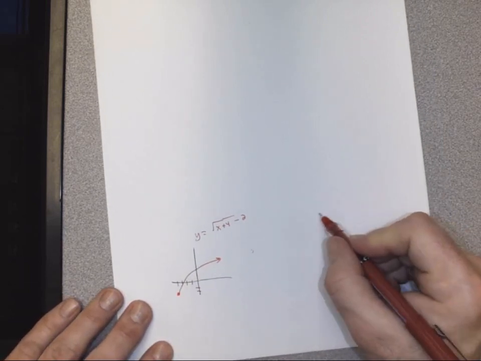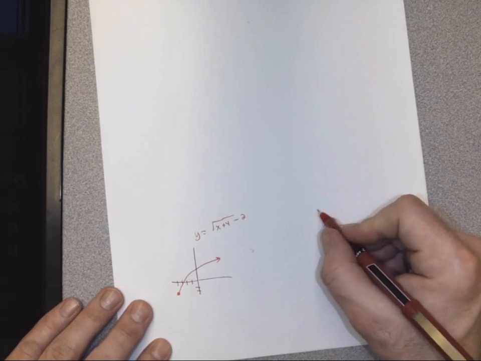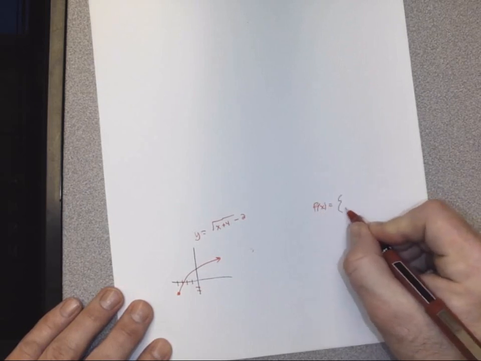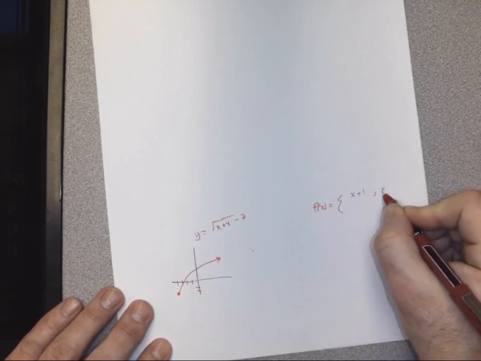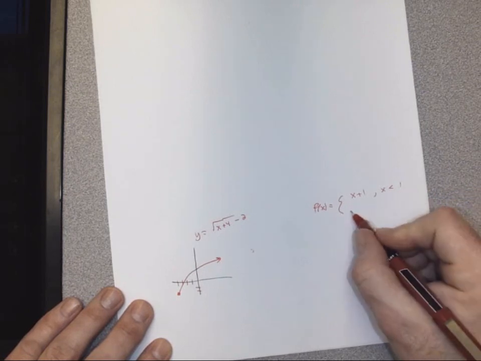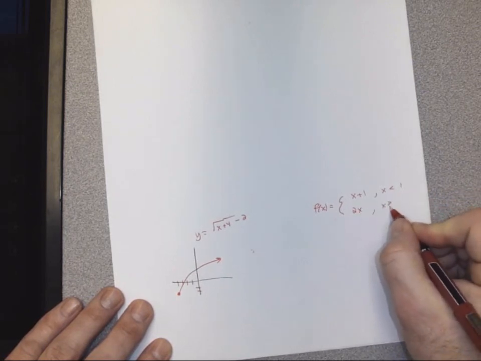Other things we have to be careful of is if f of x is a piecewise function. Like f of x might be x plus 1 when x is less than 1, and 2x when x is greater than or equal to 1, right?